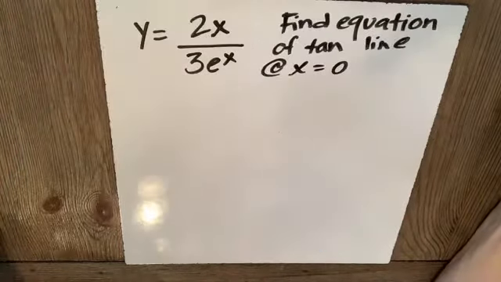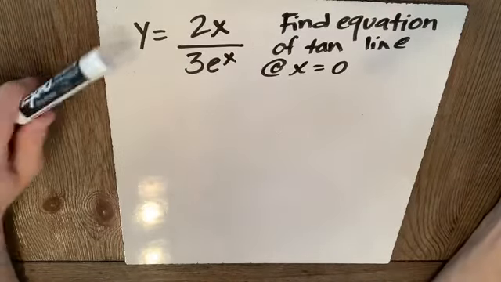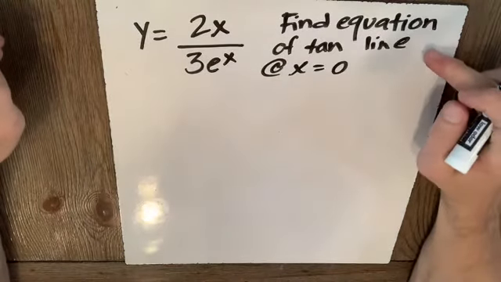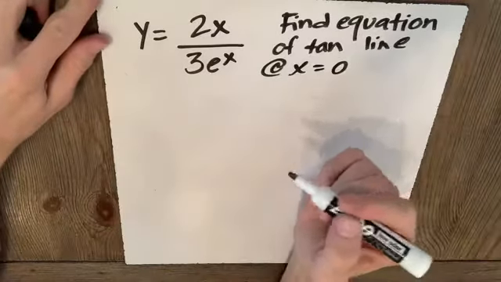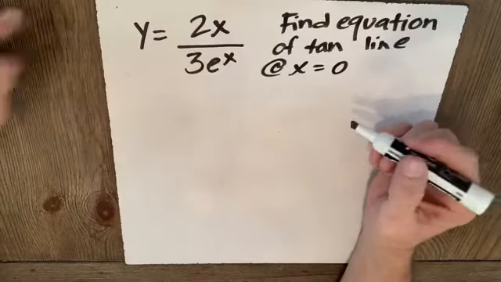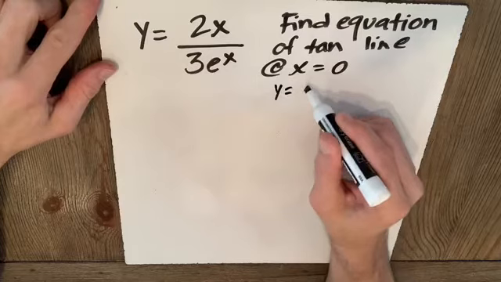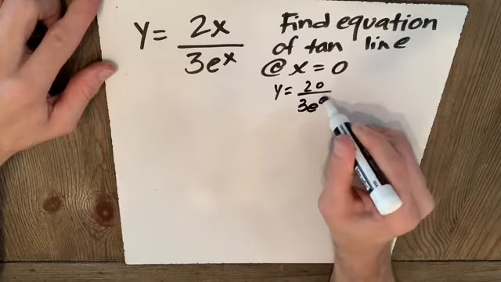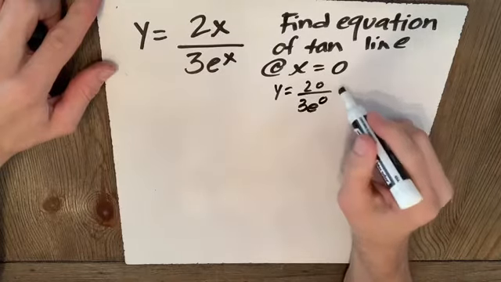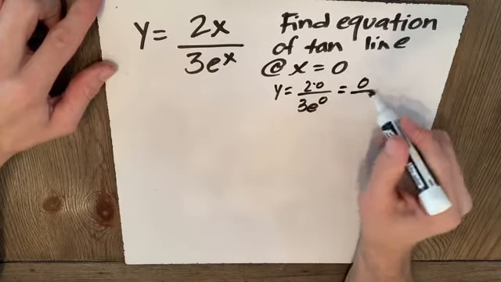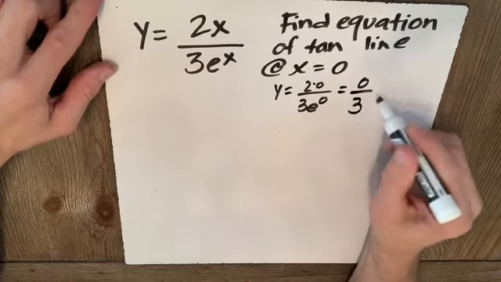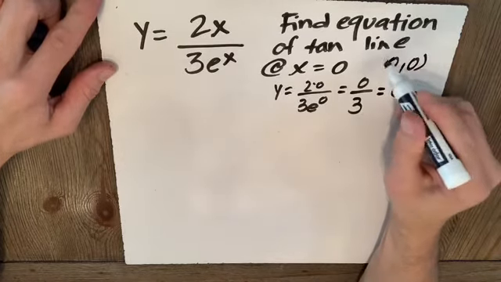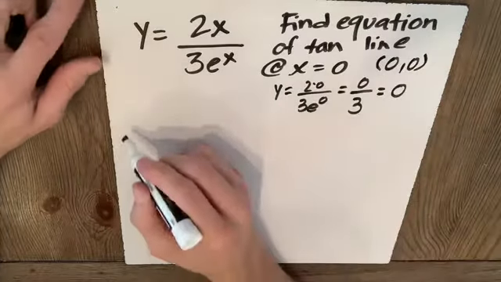So here's another example of an application of the quotient rule. y is equal to 2x over 3e to the x. Find the equation of the tangent line when x equals 0. So when x equals 0, I'd like to find my y point. y is equal to 2 times 0 over 3e to the 0. Now, e to the 0 is 1. So this is 2 times 0 is 0 over 3 times 1 is 3, to give us 0. So our point is (0, 0). That's x comma y.